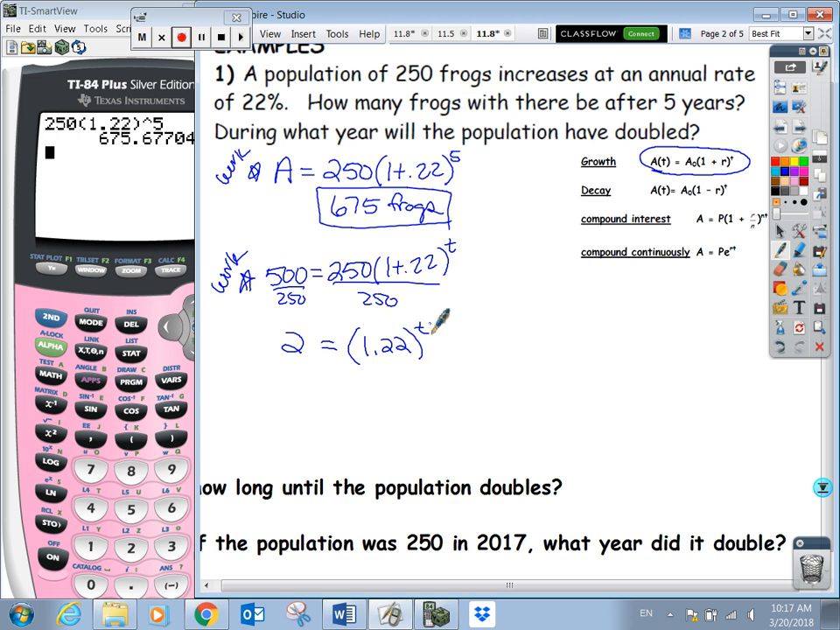Whenever the variable's in the exponent: if it's non-calculator, you get like bases. If it's calculator, you've got to change it to a log. Even from this point, there's two different ways to go about it. You can change that exponential into a log, or you can take the log of both sides.